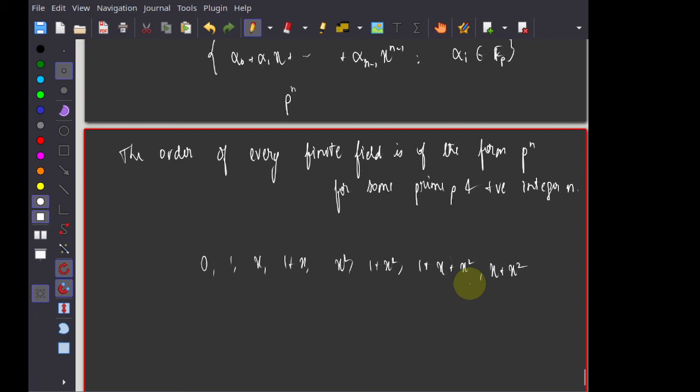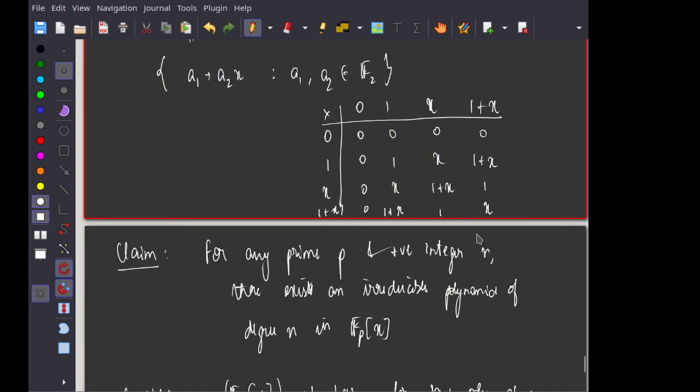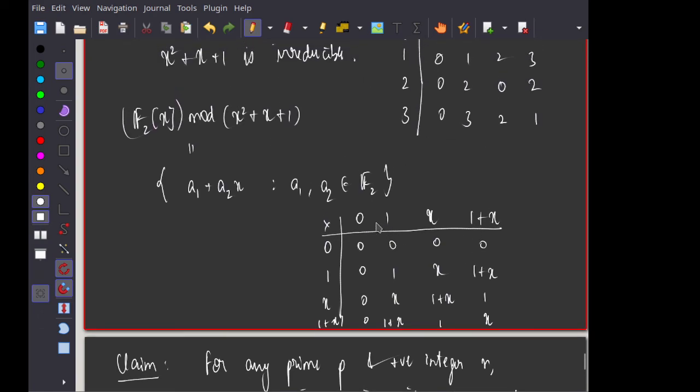Any questions? Correct. This is 4 elements, right? 0, 1, x, and 1 plus x. 4 elements.